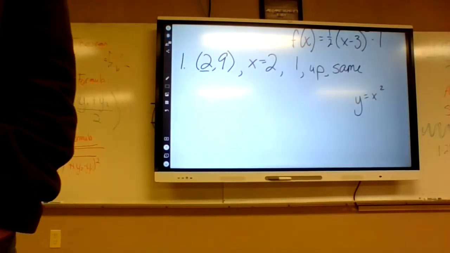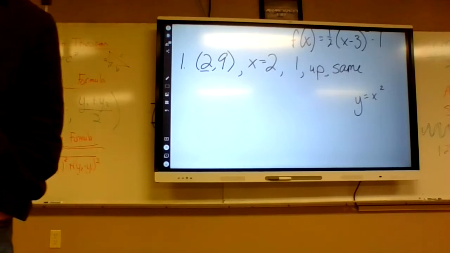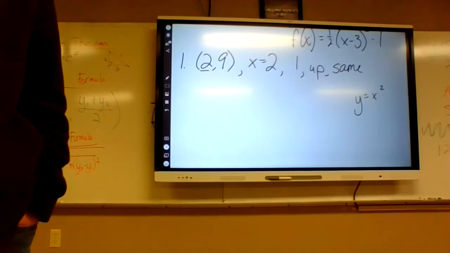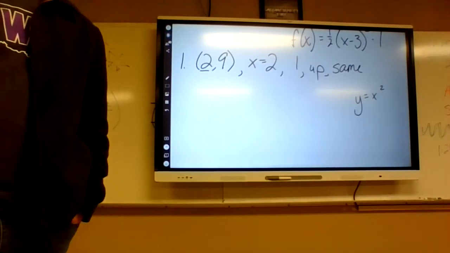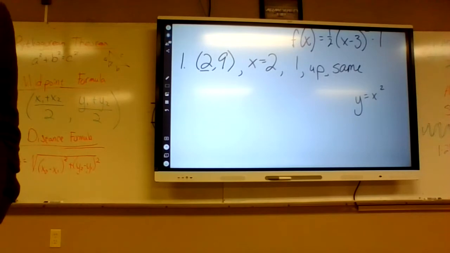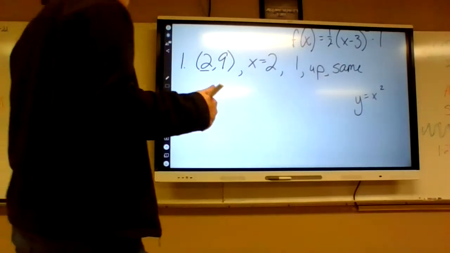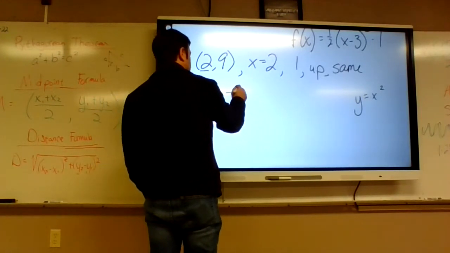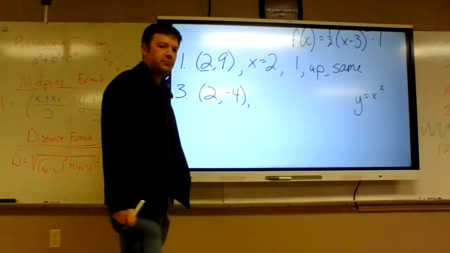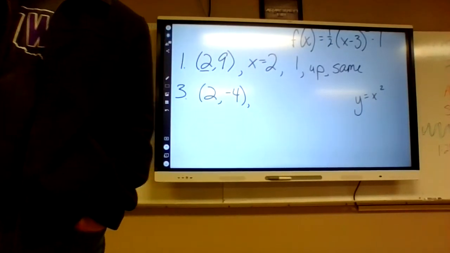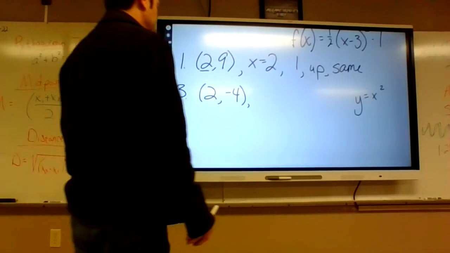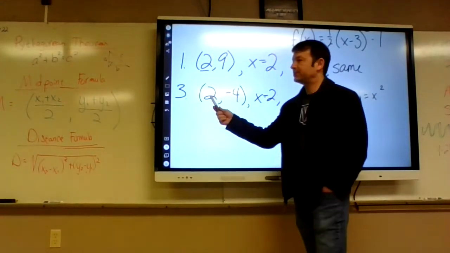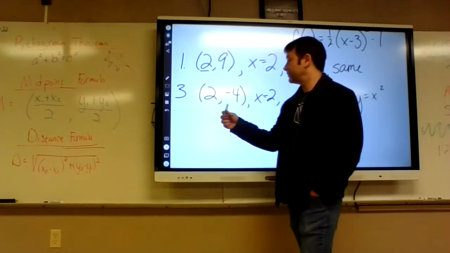Okay, number 3. Where is the vertex? 2, negative 2, negative 4. Okay, the minus 2 in the parentheses moves it right 2. 2, negative 4. So it's positive 2, negative 4. So it's the opposite of the first one, and the same as the second one. Alright, where is the line of symmetry? X equals 2. It just matches the x coordinate of the vertex.